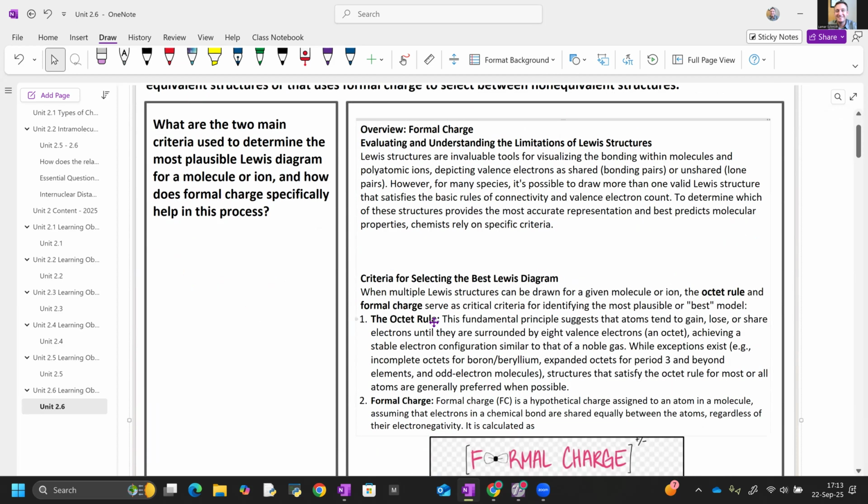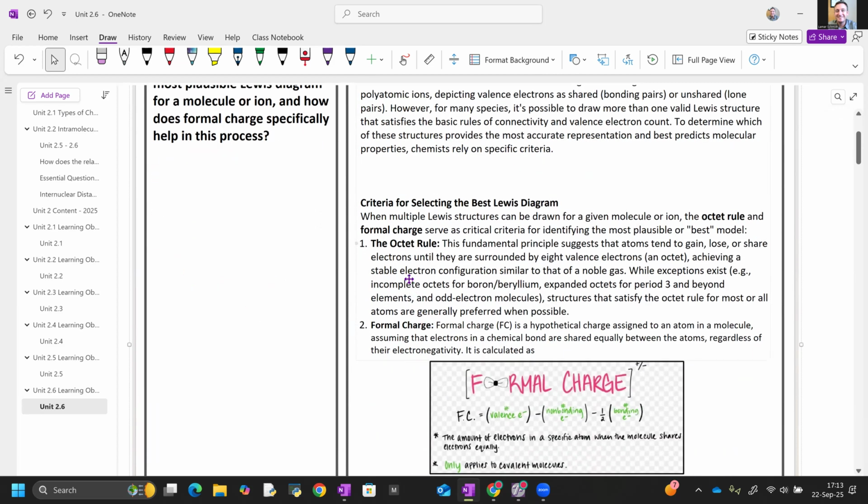What are the two main criteria for that? Basically, we're looking at octet rule and formal charge. The octet rule is a fundamental principle we've already talked about, where atoms tend to gain or lose or share electrons until they are surrounded by 8 valence electrons. In unit 2.5, we talked about how we write Lewis structures according to the octet rule. And then we also talked about the exceptions to the octet rule when we looked at incomplete octets, expanded octets, and then also odd electron species.